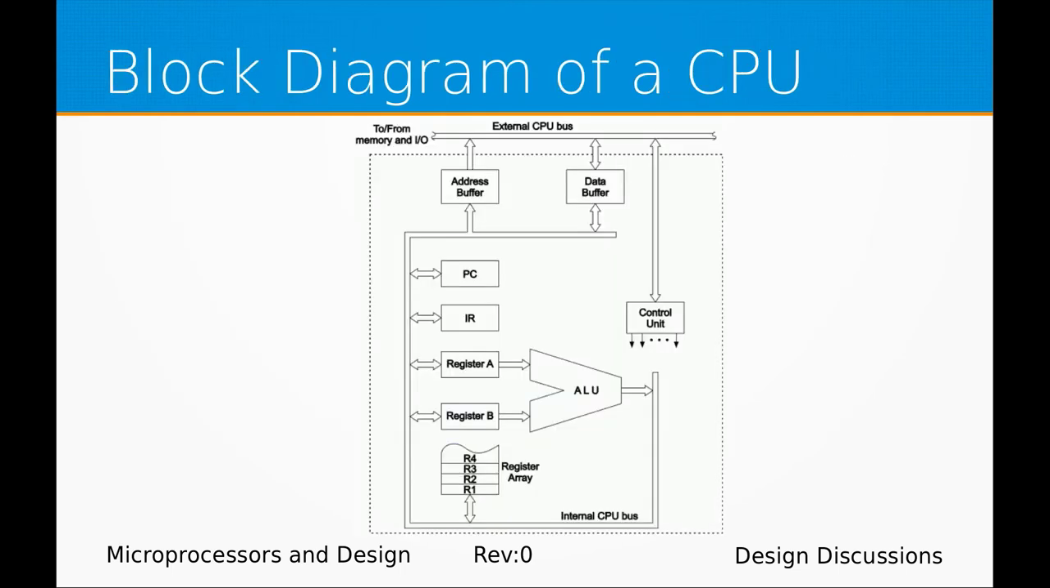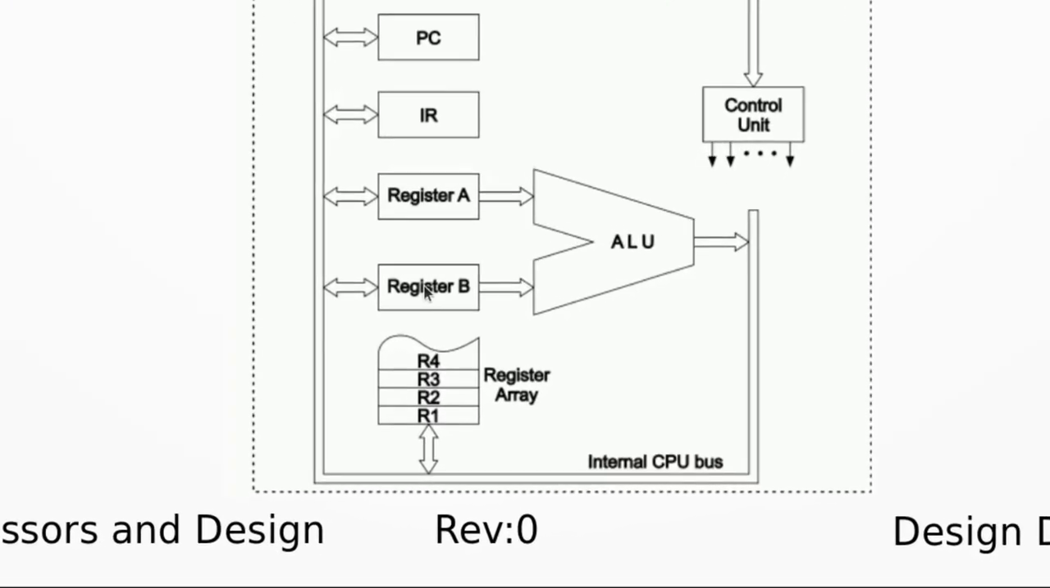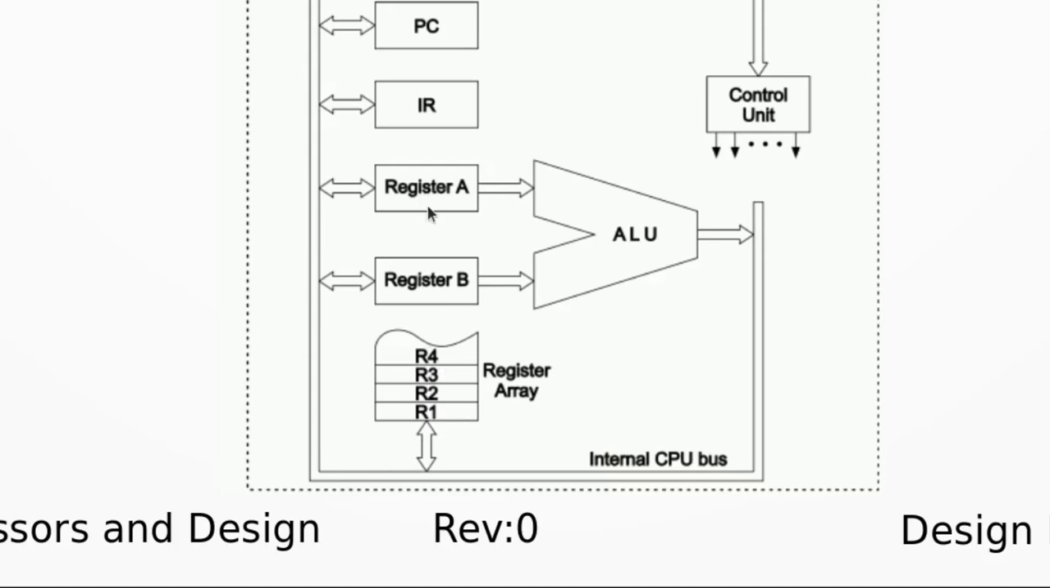So this is going to be the block diagram and our reference for the design. Our design will be based on this block diagram. Inside of here, you can see we have the register array, registers 1 to 4. We have register B and register A. Register A is an input to the ALU, and register B is also an input to the ALU. Whatever operations we may want the ALU to perform, we may first have to move the operands into register A and then register B.